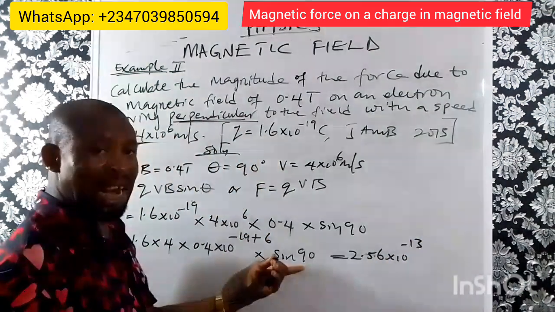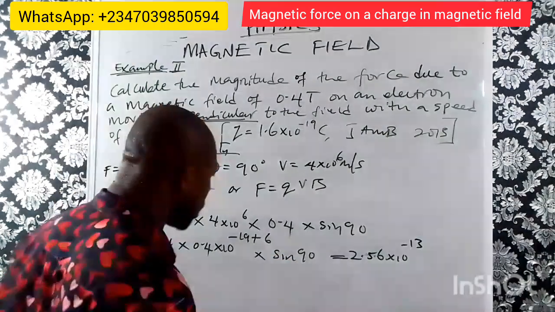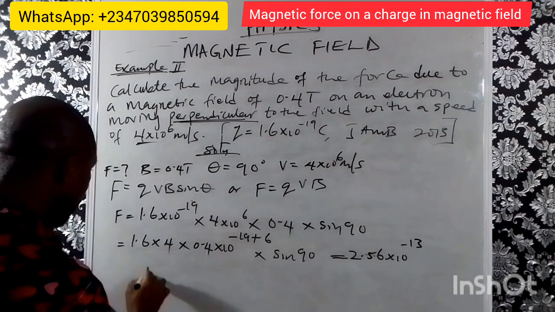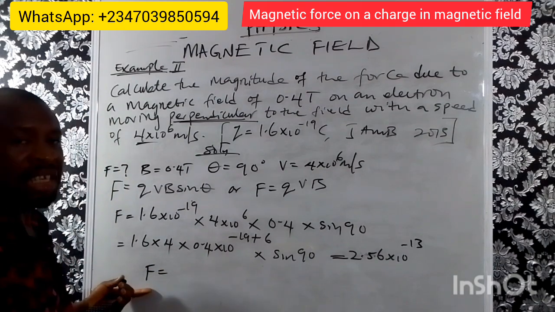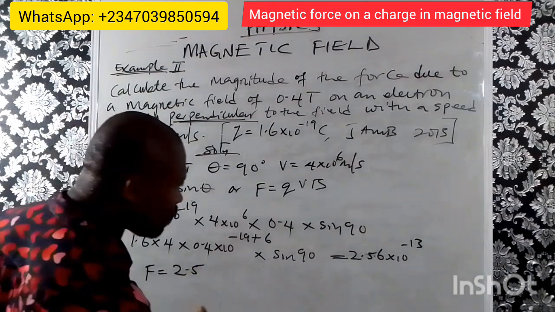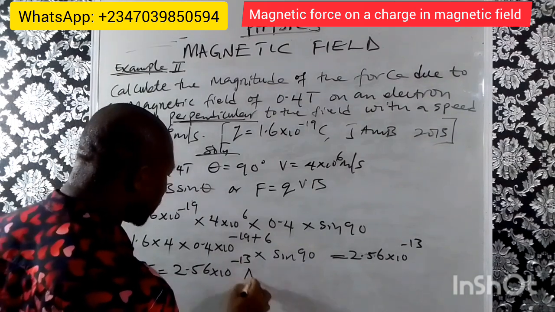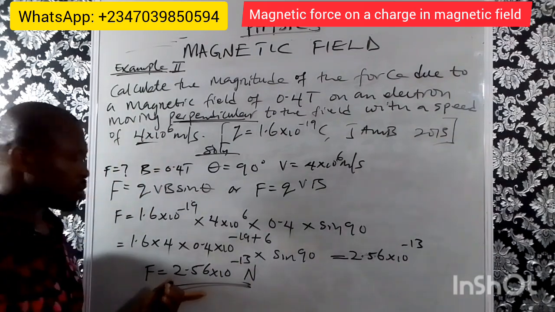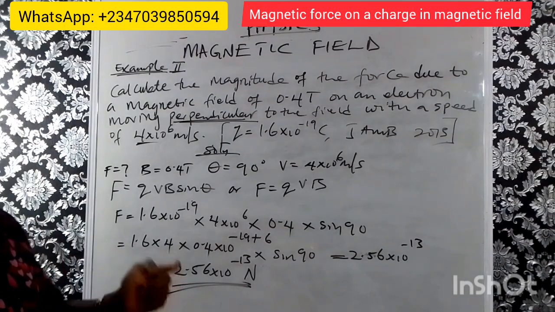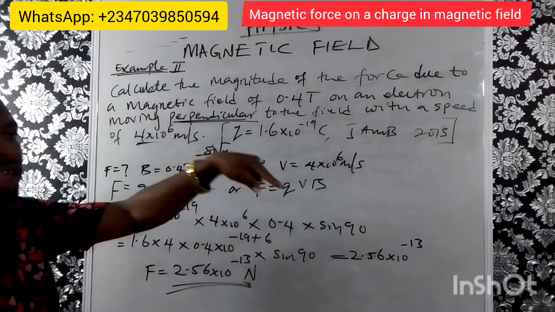Remember, sine 90 is 1, times 1 will still return us with this. In other words, we can have that the magnetic force there is 2.56 times 10 raised to the power minus 13 Newton. So this is the magnetic force when the electron is moving perpendicular to the field.